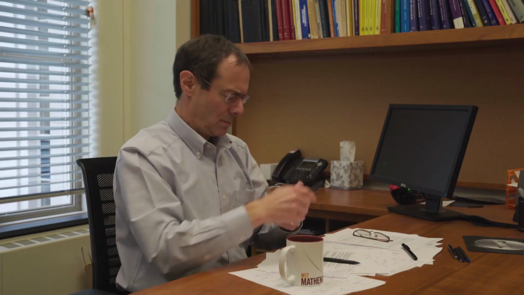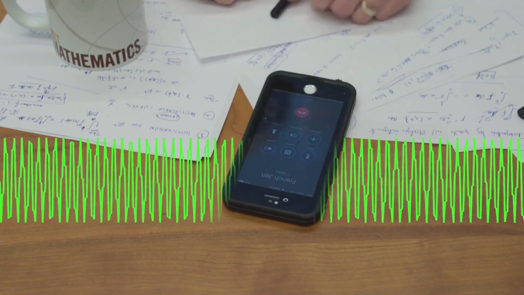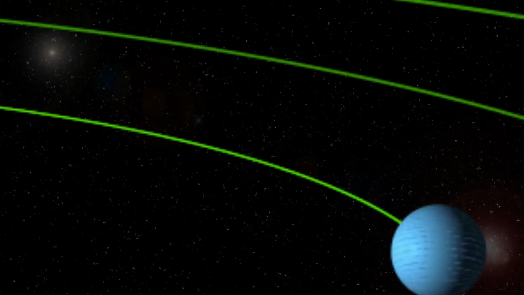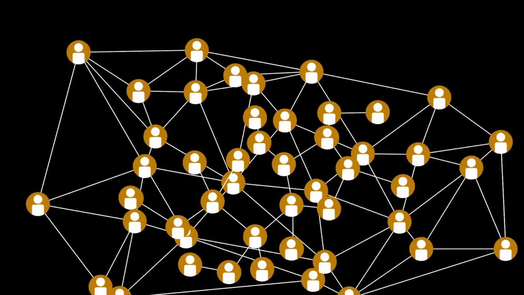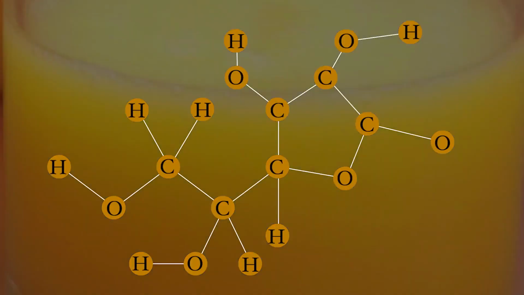Differential equations can be used to describe just about every phenomenon that we encounter in the world. For example, the way this cell phone sends and receives signals. How the planets in our solar system orbit the sun. The way gossip flows through a large social network.